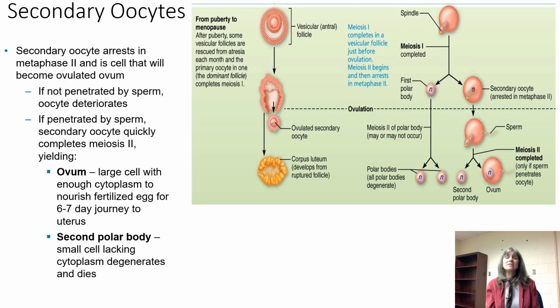Because remember that that secondary oocyte has DNA that still needs to be separated in meiosis 2, and that's where that second polar body is generated from the spindle on the secondary oocyte.